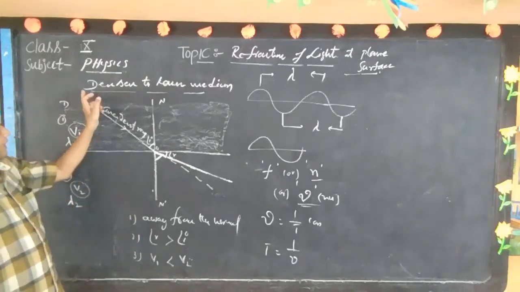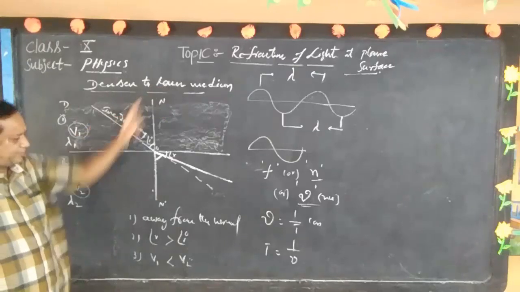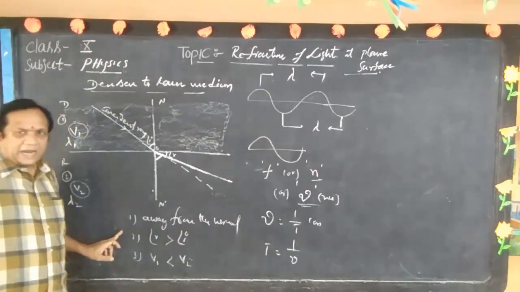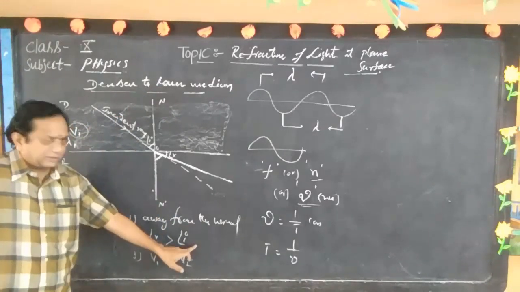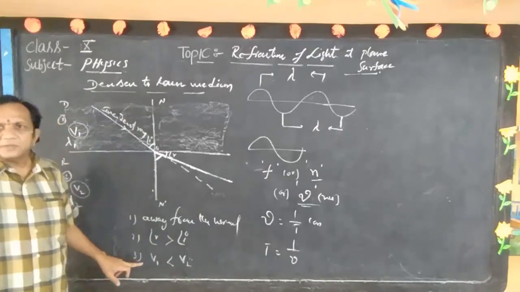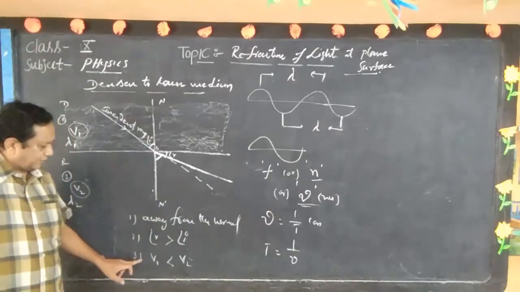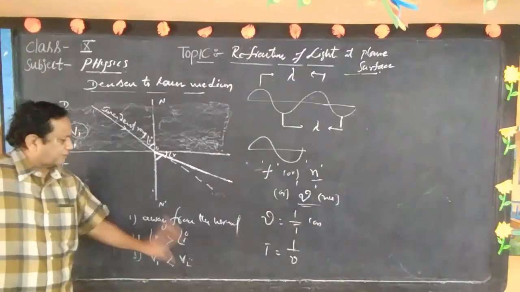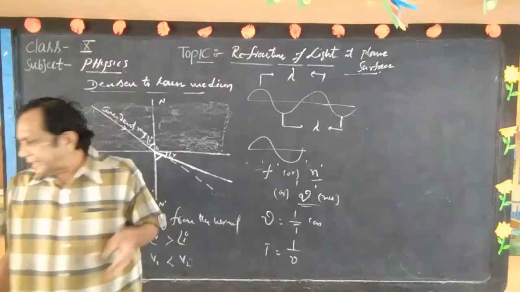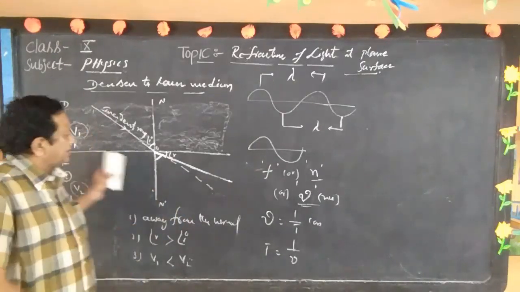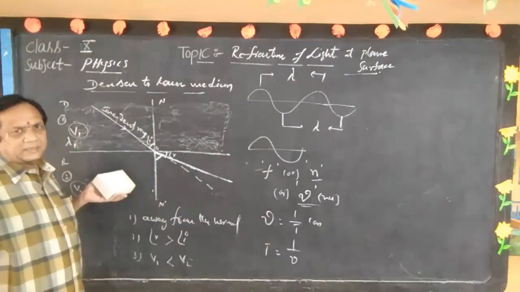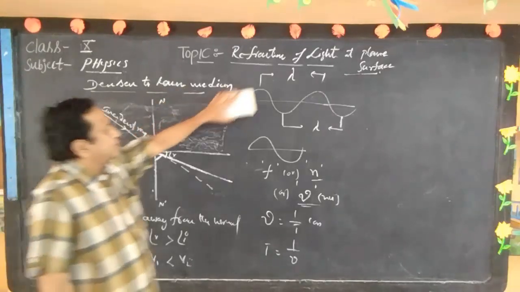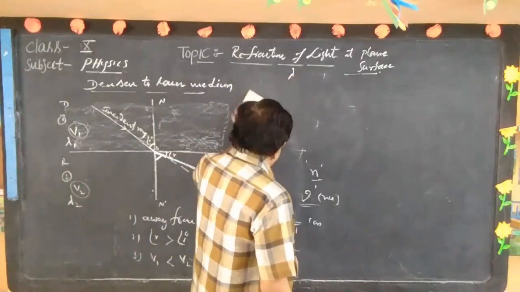So when a ray travels from denser to rarer medium, it moves away from the normal, the angle of refraction is greater than the angle of incidence, and the velocity in the denser medium is less than the velocity in the rarer medium. Okay. So these are the main properties when a ray travels from rarer to denser and denser to rarer.